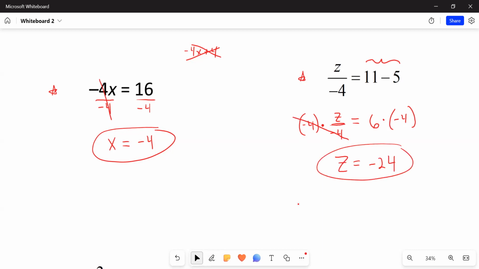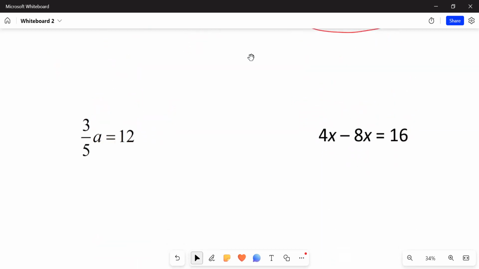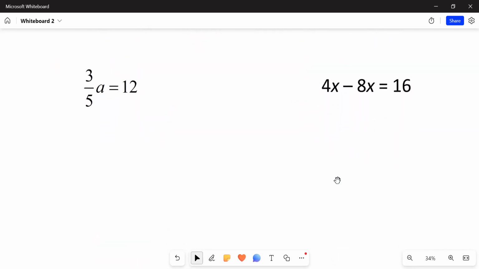That's my final answer there. A couple last examples where we get into multiple steps. Actually, I have 4 more. Here's one, 3/5 a equals 12. Now, you can do this as 2 steps, but you can also do it as 1. I'm going to show it as 1.